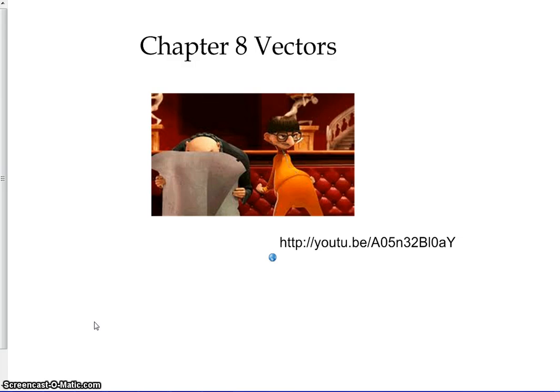All right, today we're going to start with our chapter 8, which is vectors, and I'm going to do an introduction to what vectors are. If you have a chance, go into YouTube, and here's a link. I know you can't click on this here, but if you either type this in or just search Despicable Me and Vector, you'll get a fun little explanation of what this character in this movie is, a vector.